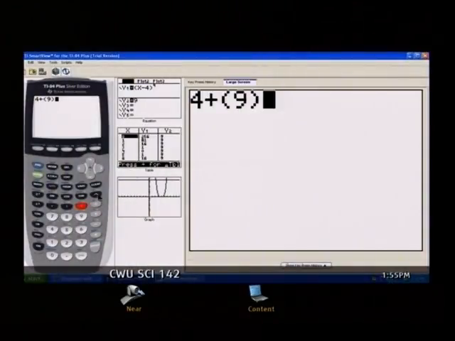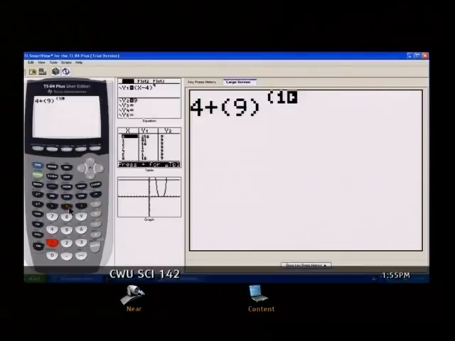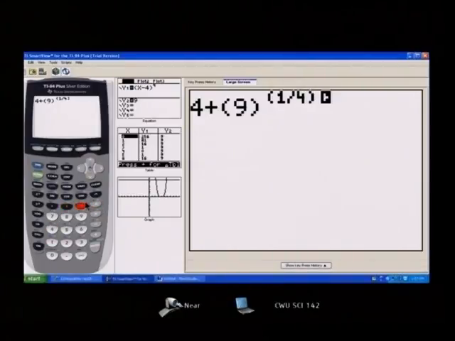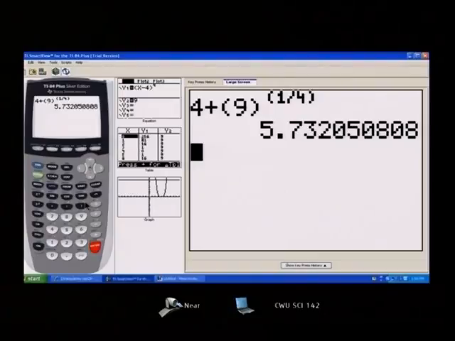So we have 4 plus 9 to the 1/4 power. Now, a question students are always going to ask, could we put in 0.25 instead of 1/4? Absolutely. Hit enter, what do we got? And we got 5.73. Now, let's check that first solution for reasonableness real quick.